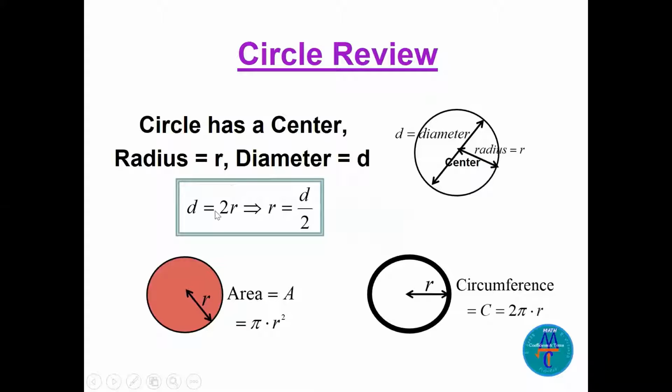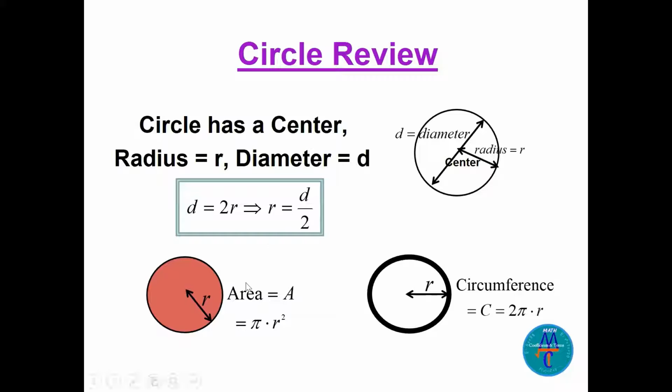We know the diameter is 2 times the radius, or if you divide by 2, you get r equals d over 2. Because sometimes we have the radius and we need the diameter, and sometimes we have the diameter and we need the radius. So be careful here, because sometimes you multiply by 2 if you have r, but if you have d, you divide by 2 to get r.